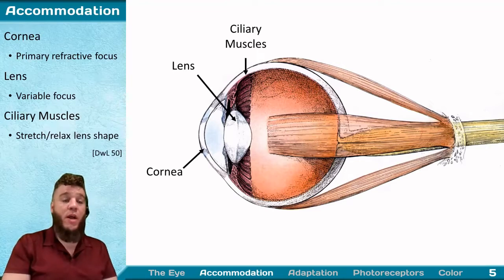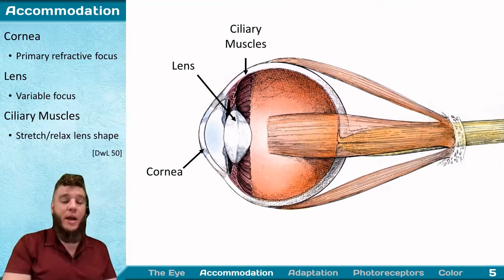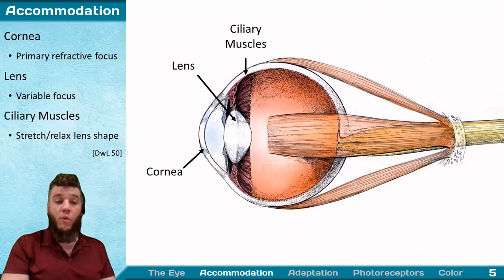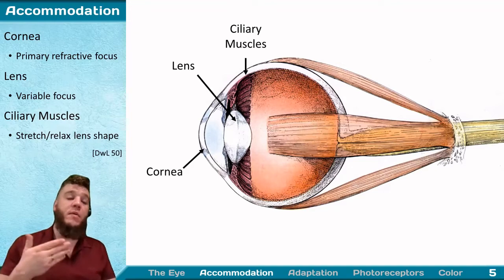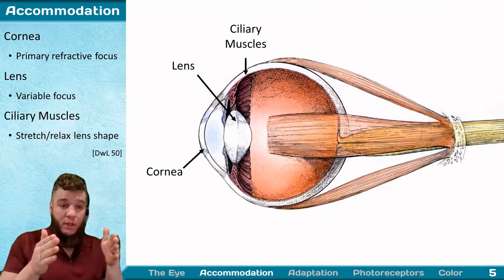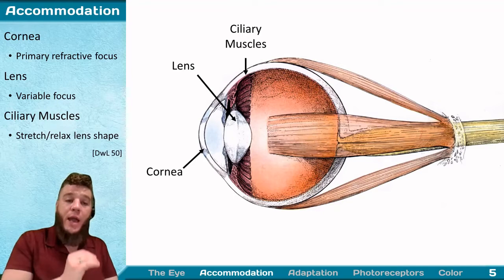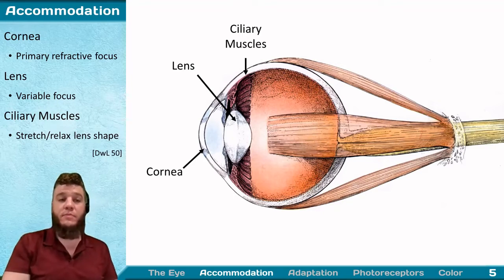Moving on to the process of accommodation. So there are several components of the eye at play in accommodation, starting with the cornea, which is important because most of the refractive focusing power, as in most of the ability of your eye to bend light in and focus it onto your retina, happens there on the cornea.